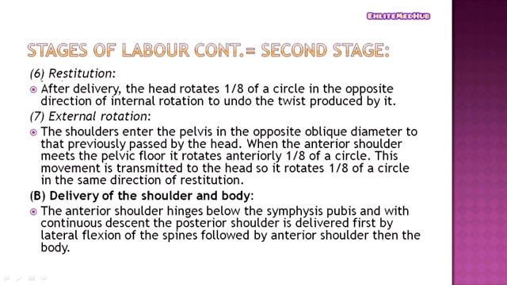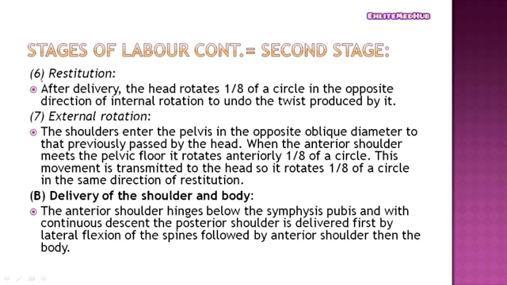So sixth is restitution. Restitution is the alignment or turning back of the baby's head to its original position in relation to the shoulders after the head has been delivered. So after delivery, the head rotates 1/8 of a cycle in the opposite direction of internal rotation to undo the twist produced by it.